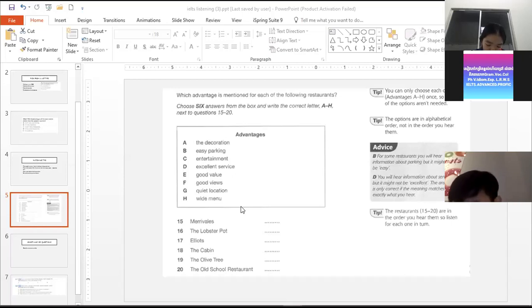Number 16, what's your answer? H. H, white menu. What word did he use instead of the word white menu? Okay, very good. So again, the synonym and paraphrasing: he mentioned a huge range of food, fish or seafood, vegetarian, blah, blah, blah. So there's everything for everyone, very good. So it's H, white menu.